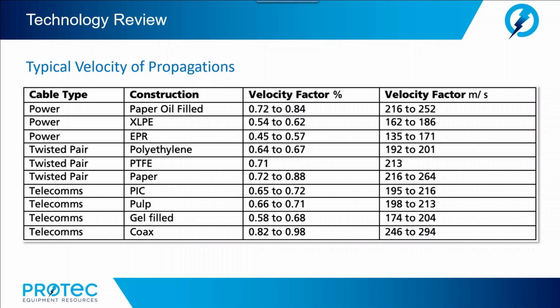Now, here we see some velocity of propagations for various cable types. You'll note that many of the power cables are in the area of 50 to possibly 60% the speed of light. When we're looking at telecommunication cables, we typically are looking at velocity propagations in the 60s to 70% speed of light. In twisted pair cables, again, in the areas of 60 to 70% the speed of light.